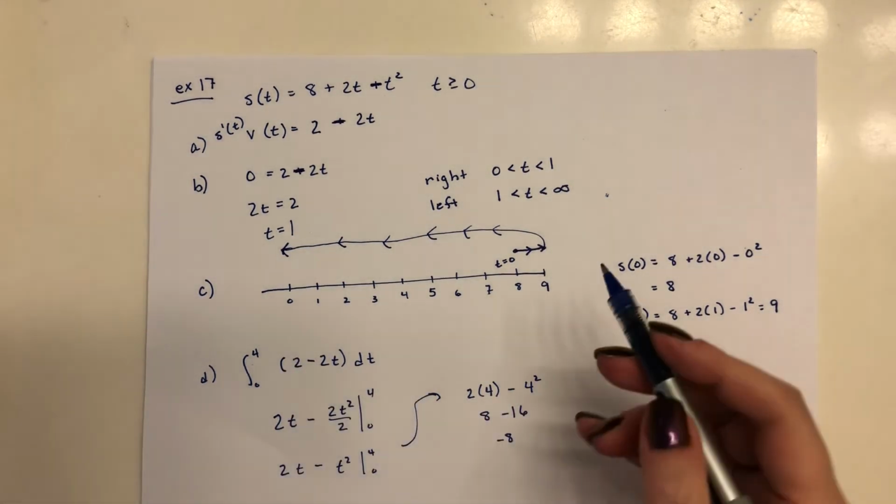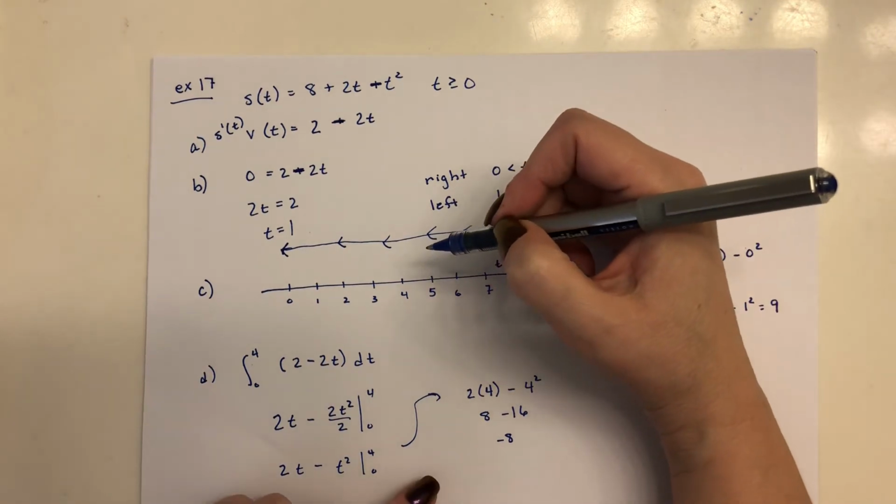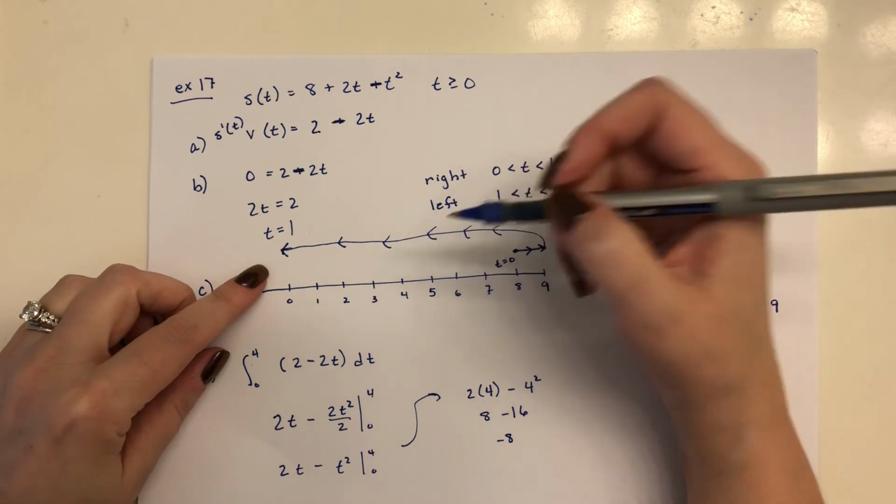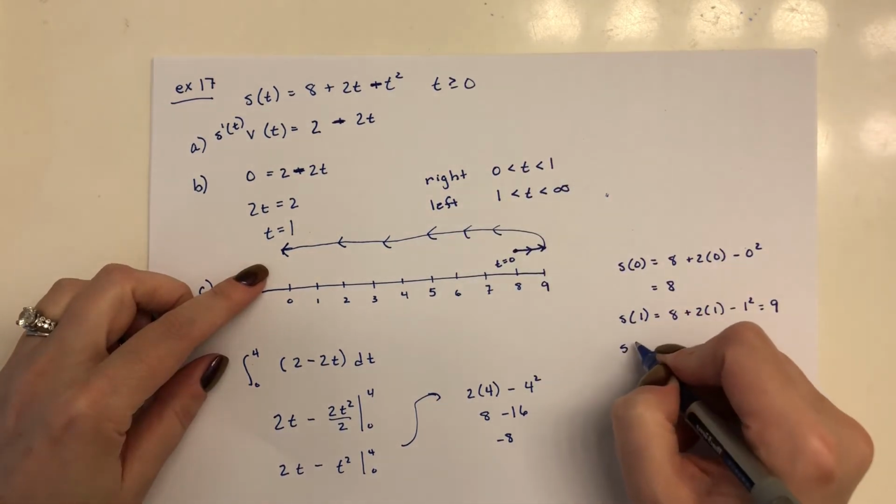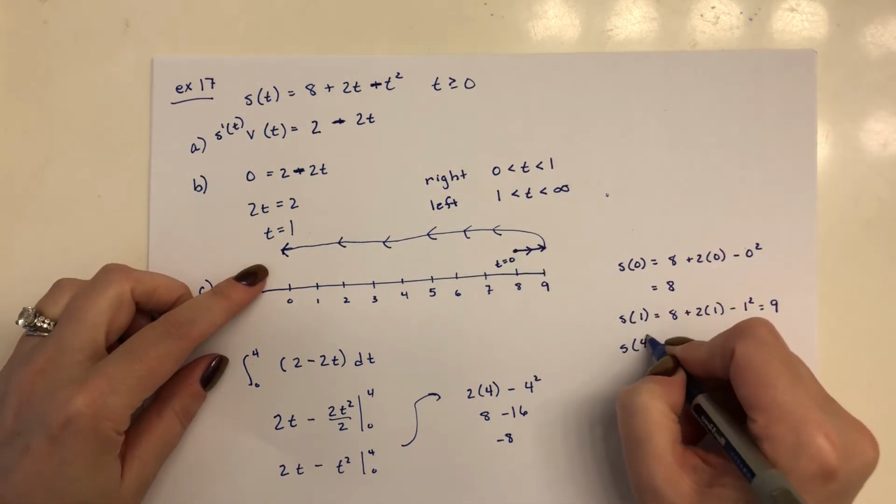If I look up here and I'm going from time 0 to time 4, and by the way, I'd like to know the position at time 4, so I'm just going to add that over here to my positions.